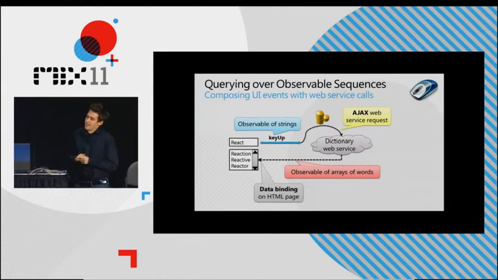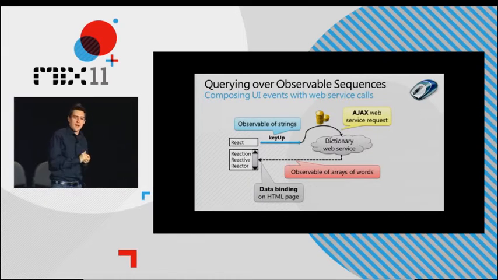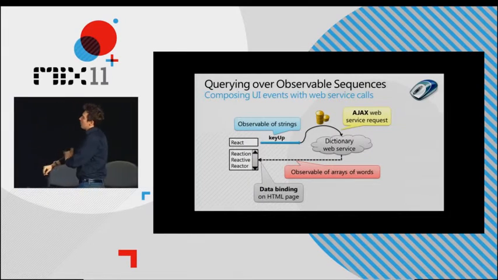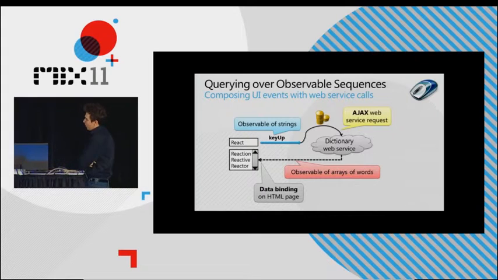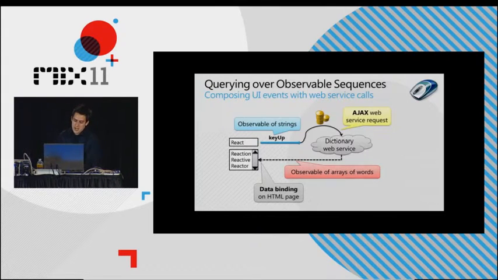Now, ultimately, the dictionary web service is going to come back with an AJAX response, which is represented in our case as an observable of arrays of words. There will be just a single array coming out of that because, well, we're just making a single call, but the array will contain all the words that start with the term that the user actually gave us. So how do we do that?